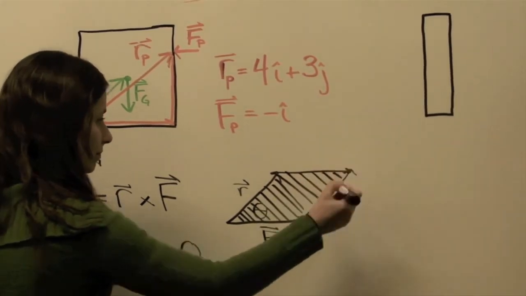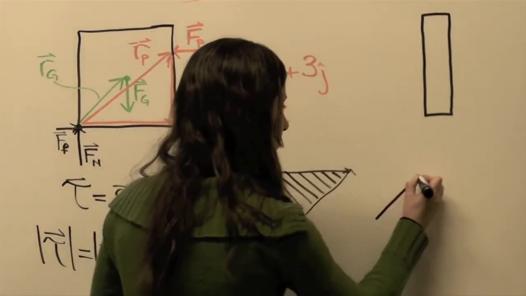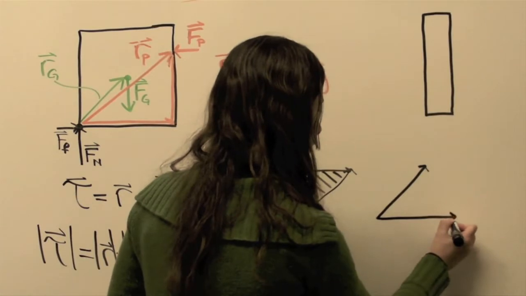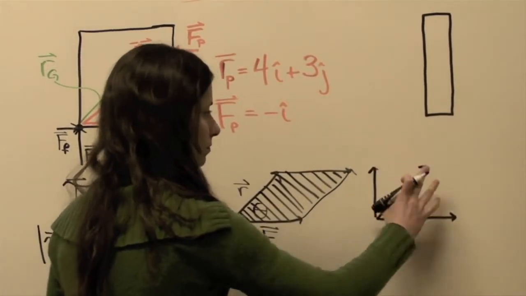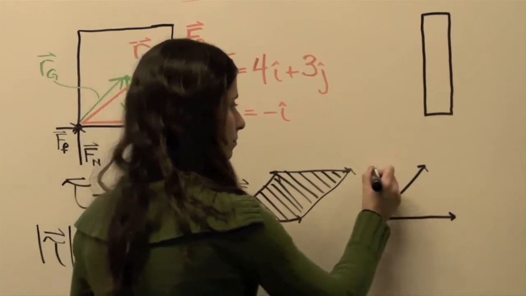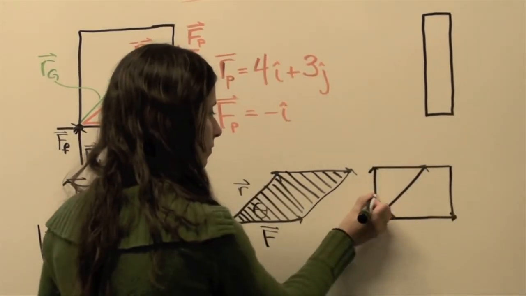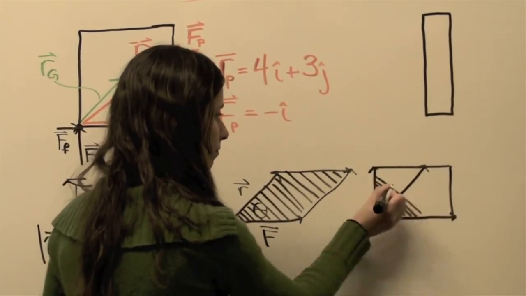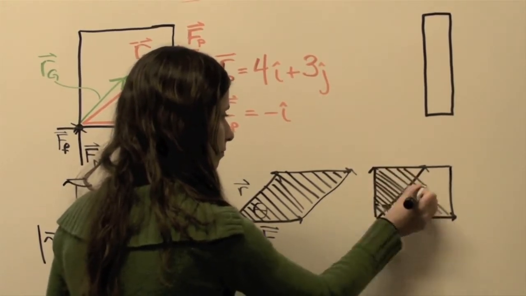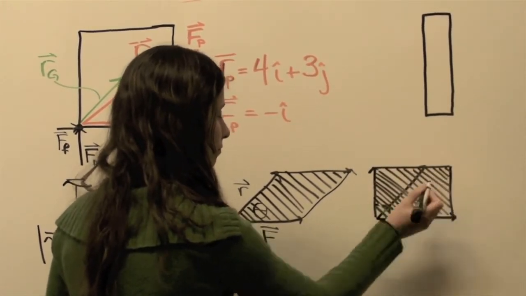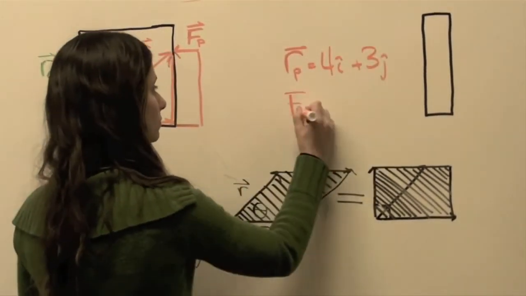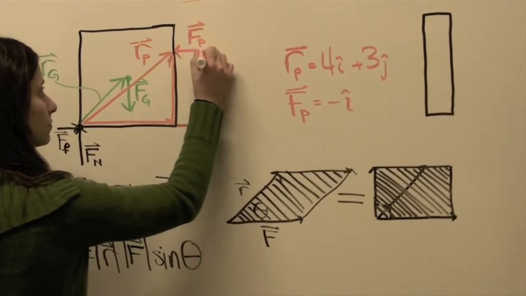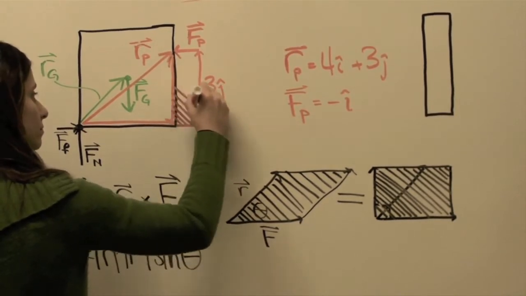Since the area of this parallelogram is also the area of the rectangle formed by F and R sine theta, or the component of R that's perpendicular to F, we can see this magnitude visually as the area of this rectangle. We will show the magnitudes in this way because it's very easy to see the relative magnitudes of the various torques. So, for the push force, the area is 3, which means that the magnitude of the torque is 3.